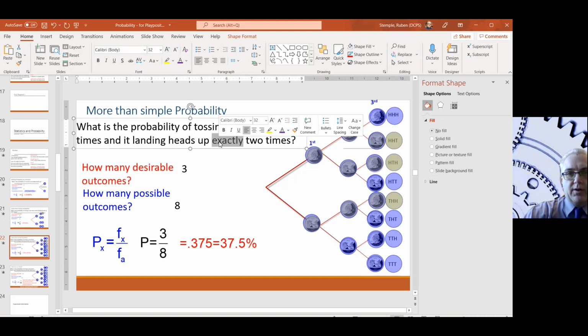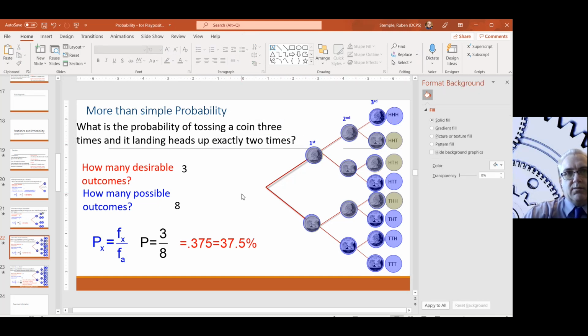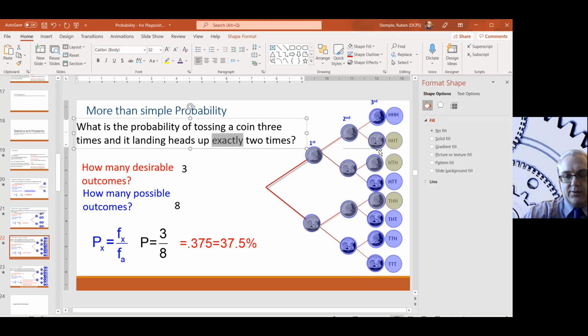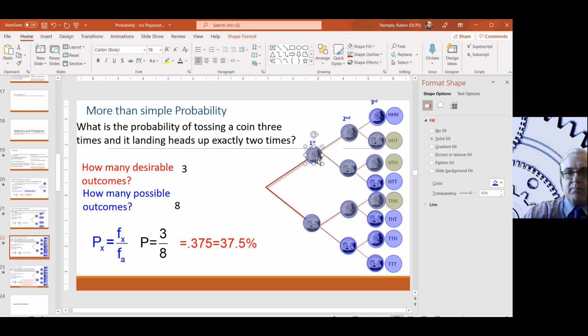So the key word here is exactly 2 times, right? If we wanted it to come up at least 2 times, that's a different experiment, right? So having it come up exactly 2 times is like that. So heads, heads, tails, that's exactly 2 times. Heads, tails, heads, that's exactly 2 times. Heads, tails, tails, that's a failed experiment. It only came up 1 time, right? So just so you understand what the chart is doing here.